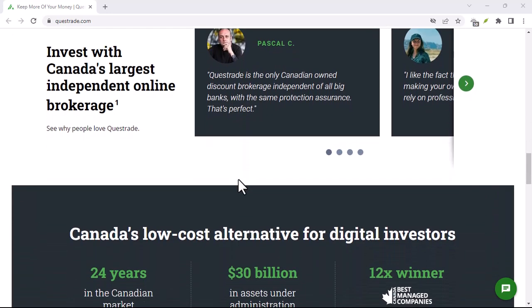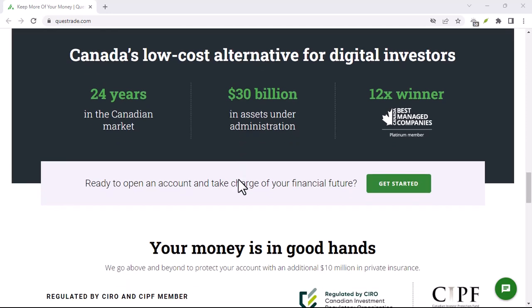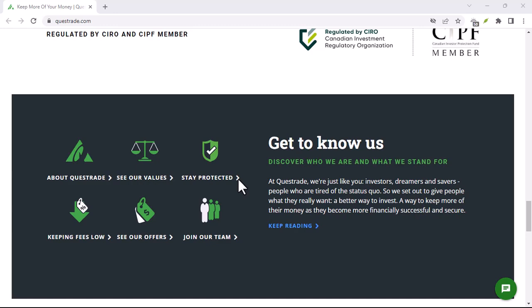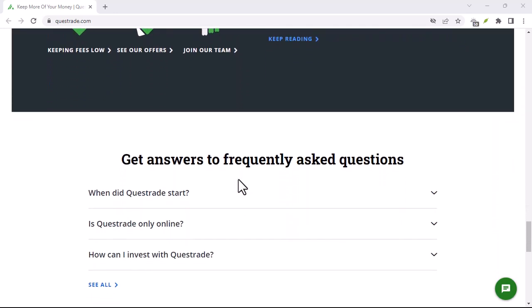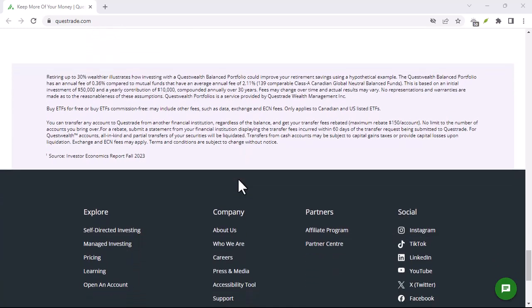Potential for changes. It's important to remember that fee structures can change. While Questrade generally doesn't charge for internal transfers, they could introduce fees in the future. Always stay up to date with Questrade's fee schedule and terms and conditions.